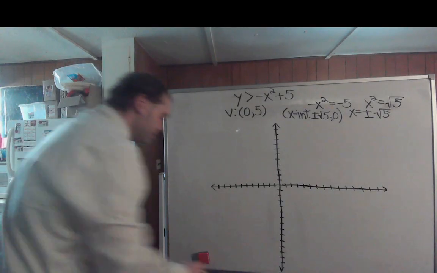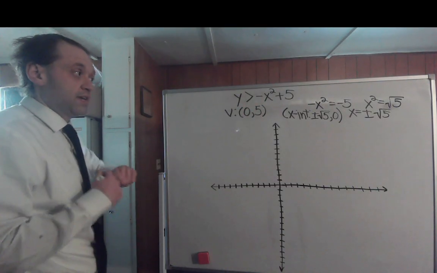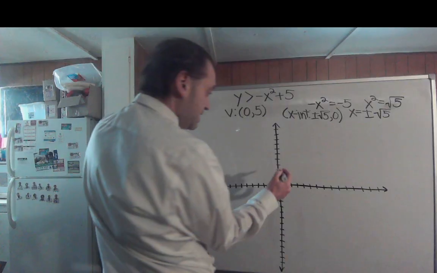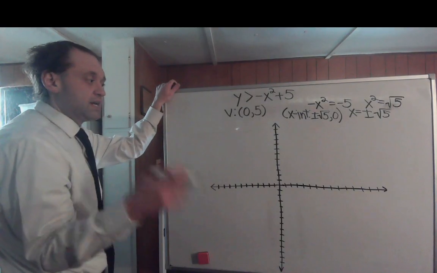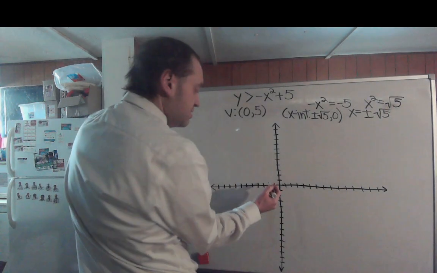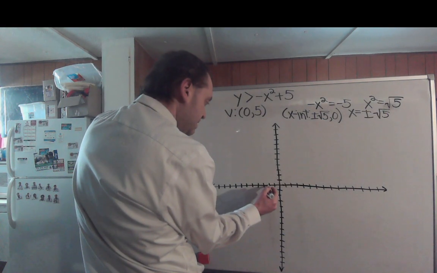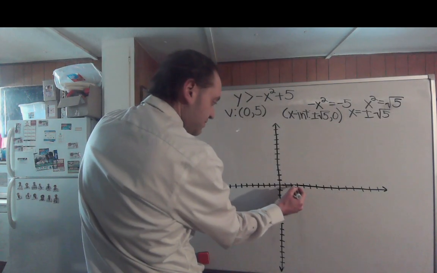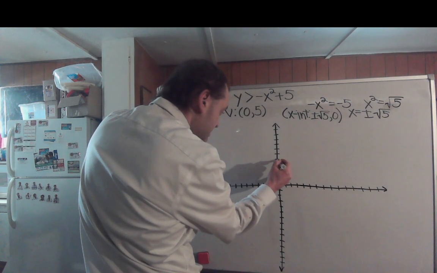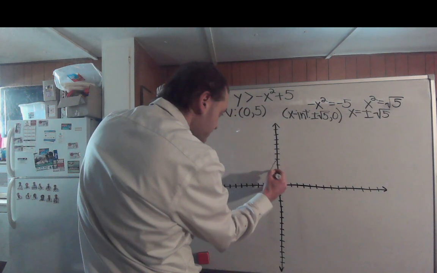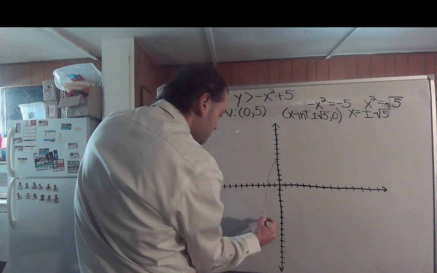So let's draw a dotted parabola since y is just greater than negative x squared plus 5. So find your vertex, draw a little mini point there. We don't want to make it a big point because it's not equal. And then at negative square root of 5, 0, it's a little over 2, so right about there. And then positive square root of 5, 0, about right here. You'll end up getting something like this. You're going to get a dotted parabola.